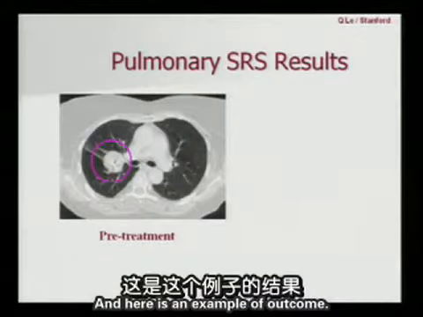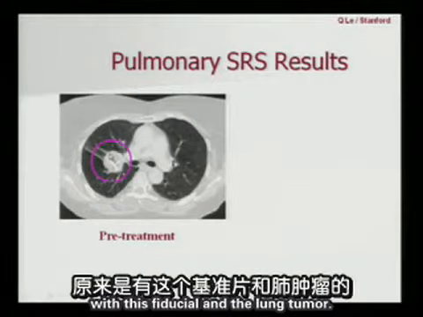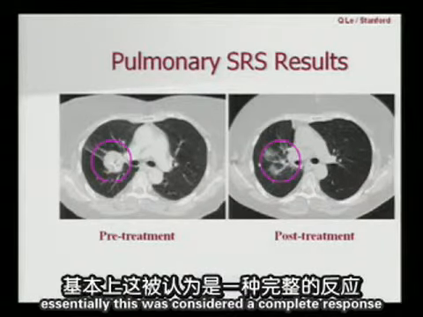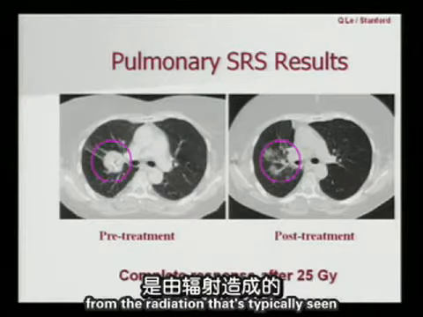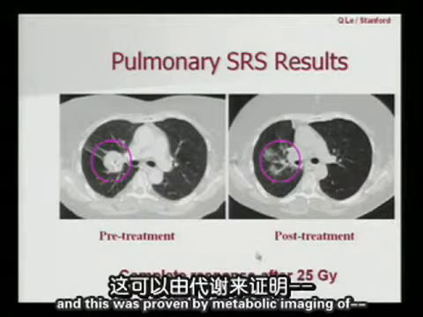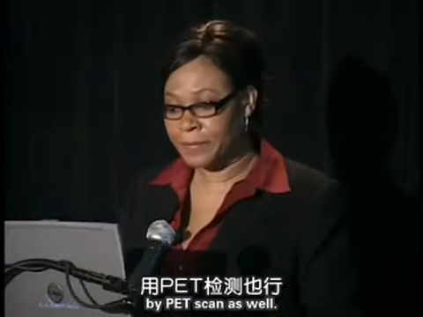And here's an example of outcome. This is before treatment. I showed you this panel previously with this fiducial and the lung tumor. And then after treatment, this was considered a complete response, which means this is only scarring from the radiation that's typically seen, but the tumor itself has been completely gone, and this was proven by metabolic imaging by PET scan as well.